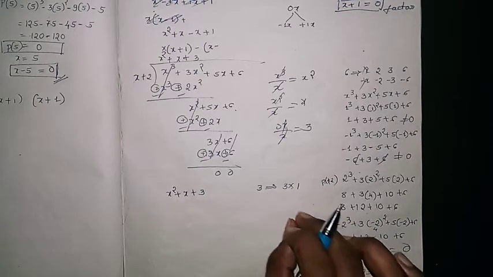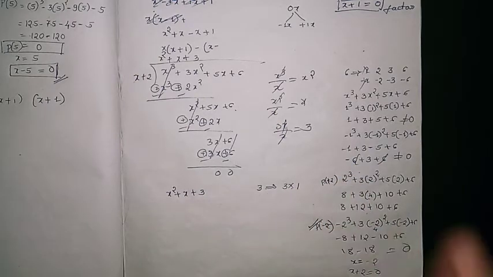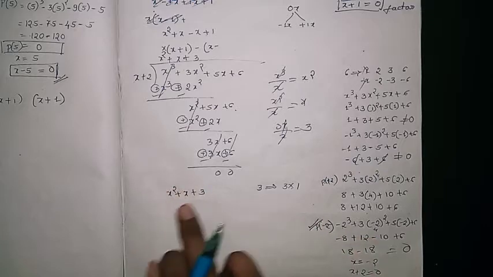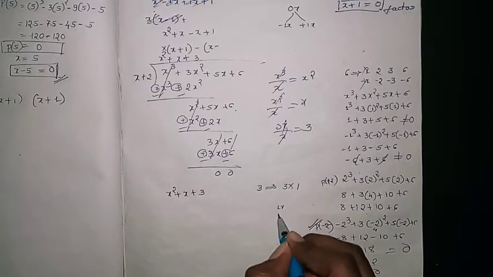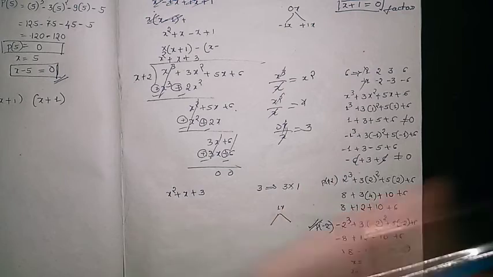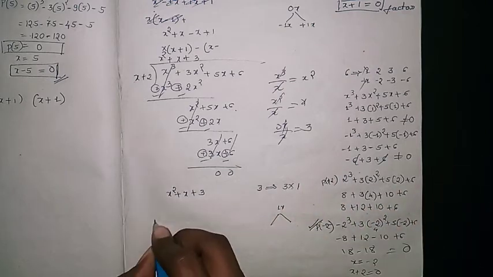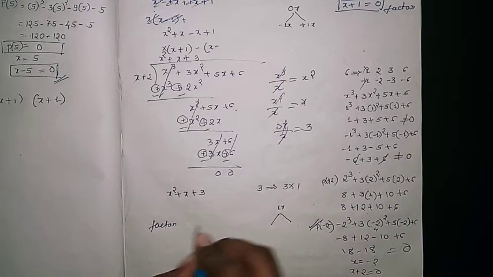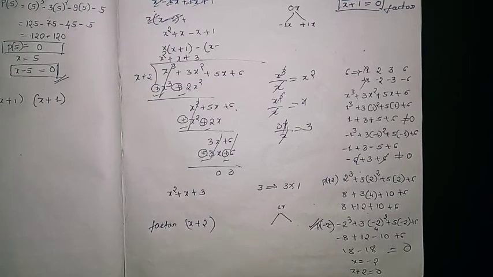Again it is not possible, because 3 ones are 3 or 1 threes are 3. Only that is possible, but it is not possible to get the x value by adding or by subtracting. So again it will not factorize. So the only factor we can write here is the one we took, x plus 2. So that's it.